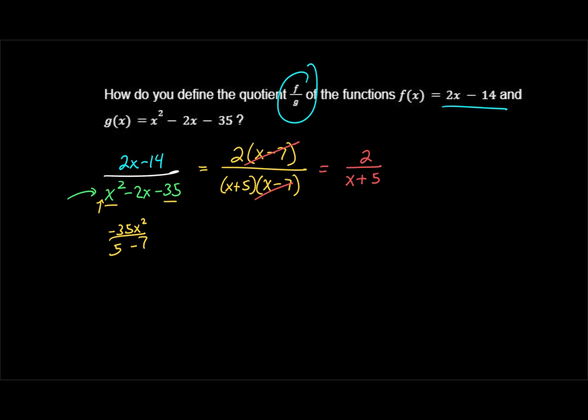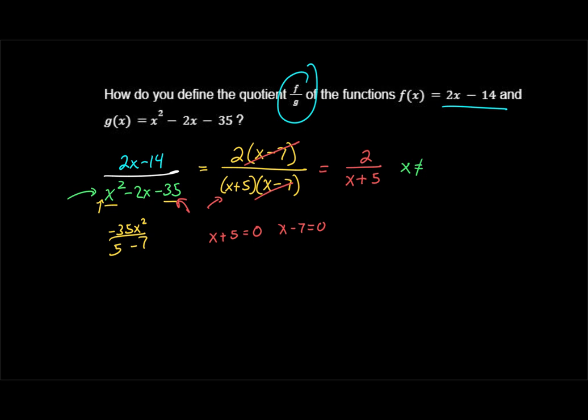We also have to tag on that x can't be, well, whatever values would make the original bottom 0. So we look at the original bottom and set it equal to 0 and solve. And we're going to use the factored version because one of the ways of solving a quadratic is by factoring. So we're going to take each factor and set each factor individually equal to 0.